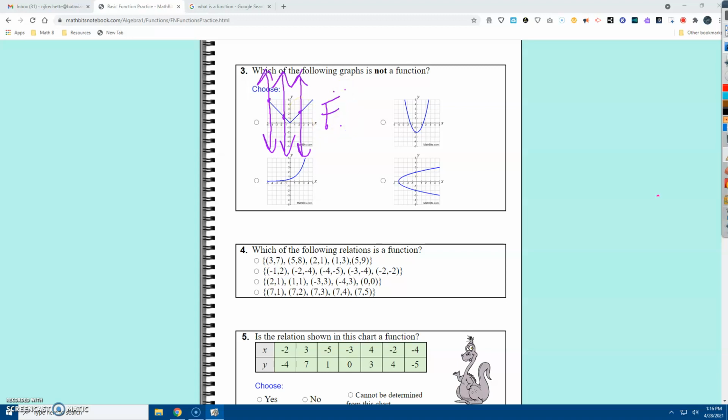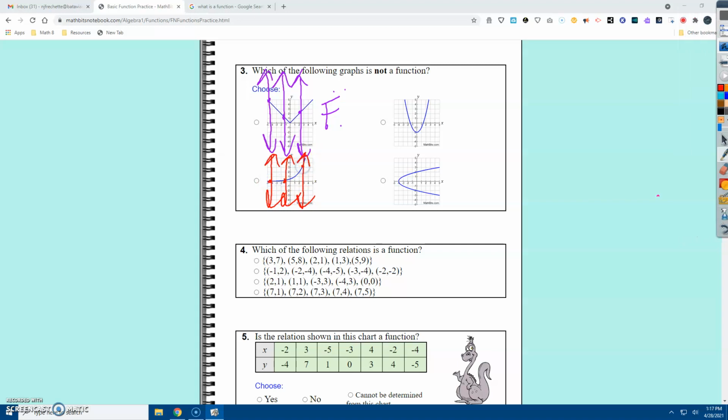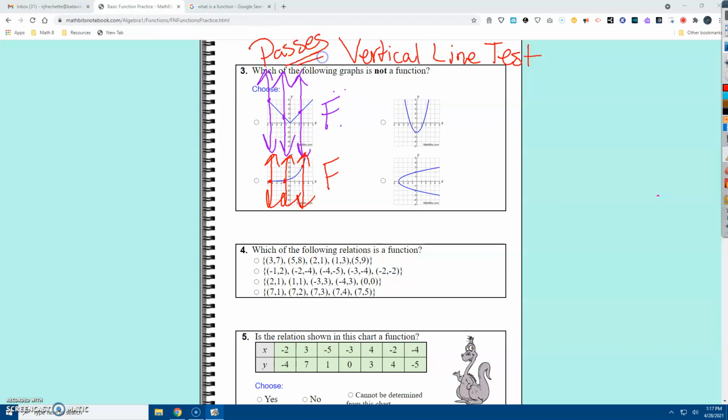How about our second one? I'll use a different color. Let's use red. So we're going to use our vertical line test. I go all the way through. How many times does it hit the function? It only hits it once. So this is a function. And this is because it passes VLT. We talked about that, vertical line test. And it passes that. Passes with flying colors. The first two at least.